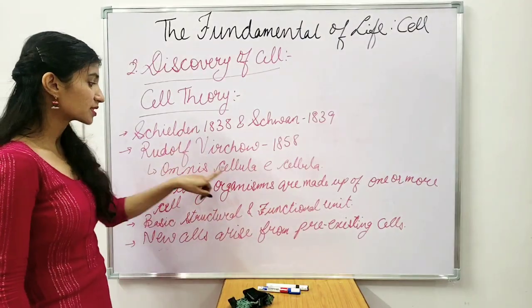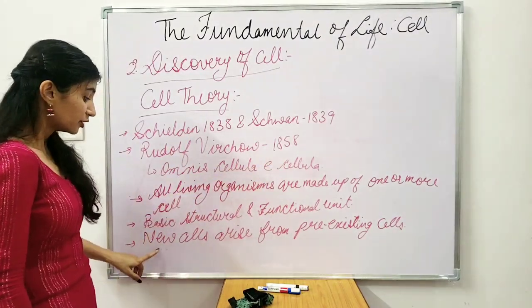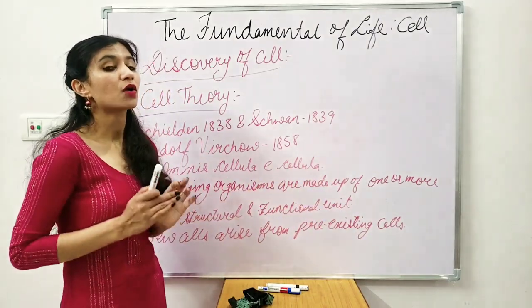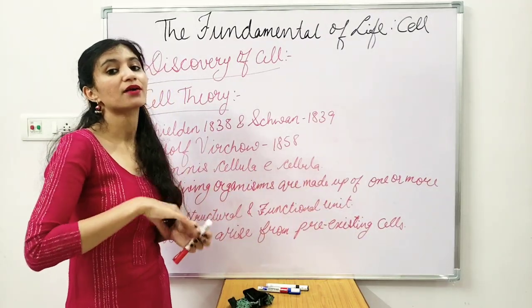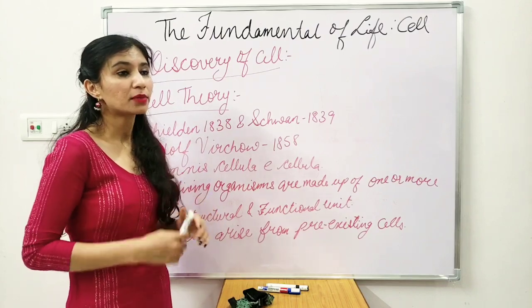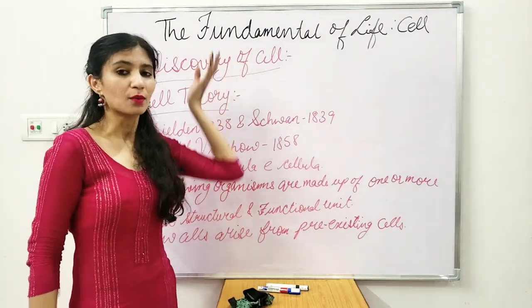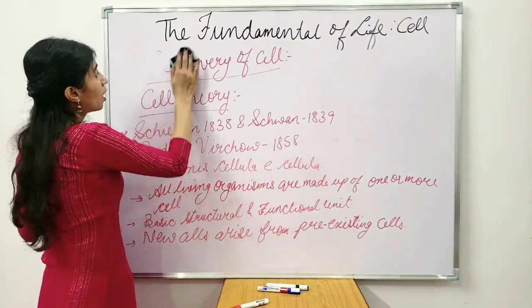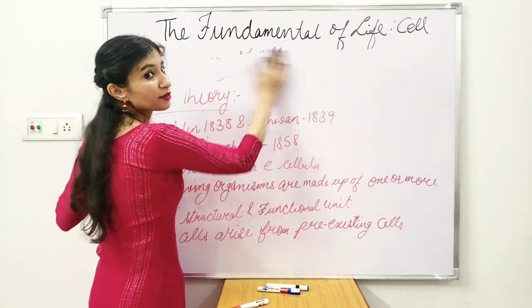The last line, omnis cellula e cellula, means new cells arise from pre-existing cells, which means the cells that are already in the body, the new cells are going to arise from them only. They will not be like any other cell coming from somewhere around, from infinity. It would not be like that. So this is all about the discovery of cell.